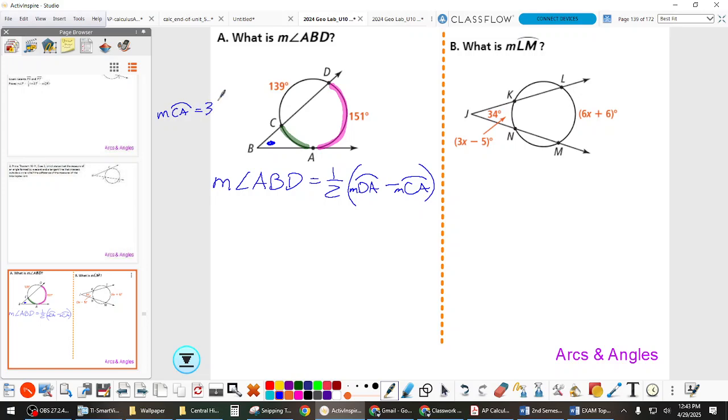So subtract these two? Yeah. So 139 and 151. It's 290, I think. So 70. Can someone check? I think it's 70. Okay. So now we can put that right there, and then it's just a matter of plugging and chugging.